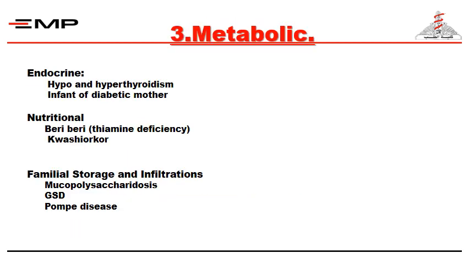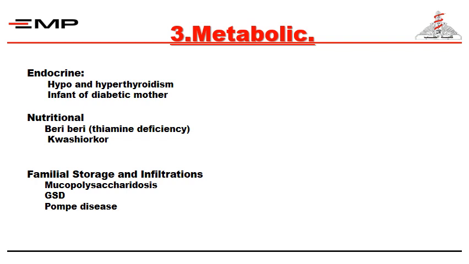Metabolic disorders like the endocrinal disorders, hypo and hyperthyroidism, both can lead to myocardial affection. And the infant of diabetic mother has got a hypertrophic cardiomyopathy. And this type of cardiomyopathy is the only one that is reversible, the hypertrophic type. So when an infant of diabetic mother has got a hypertrophic cardiomyopathy, we follow him in the first months of life, and they improve in most of the cases.